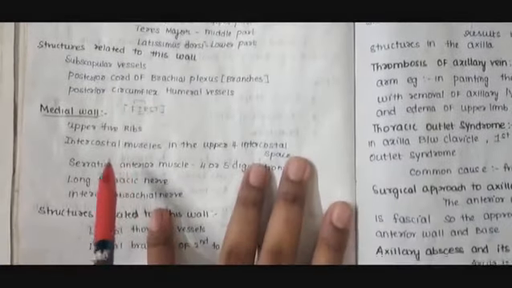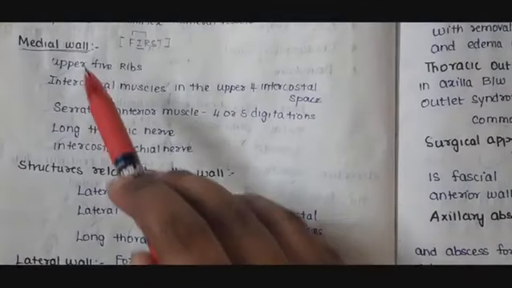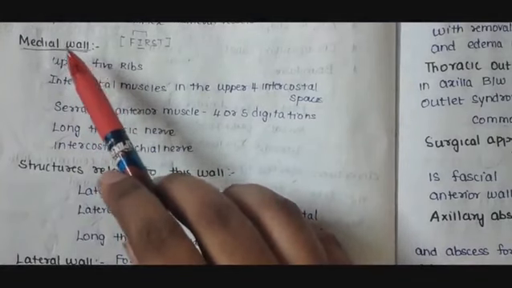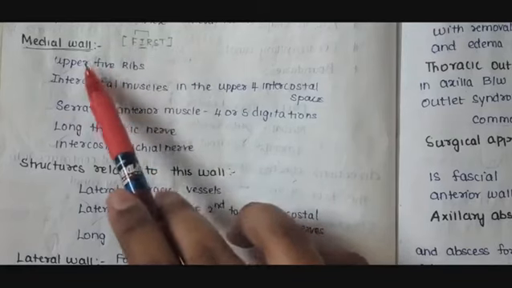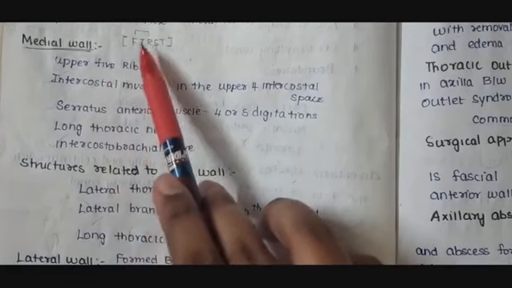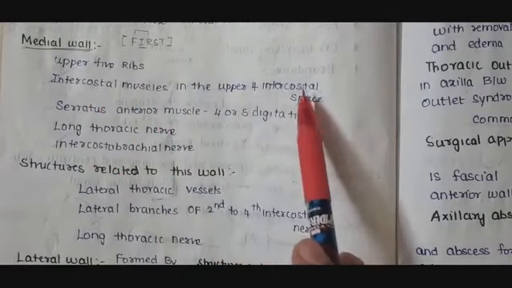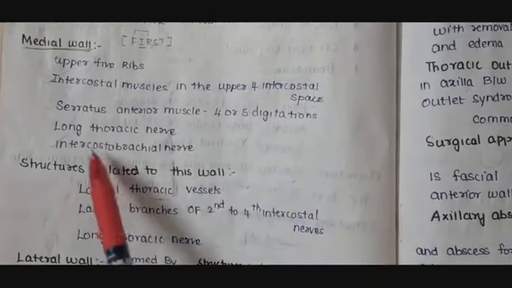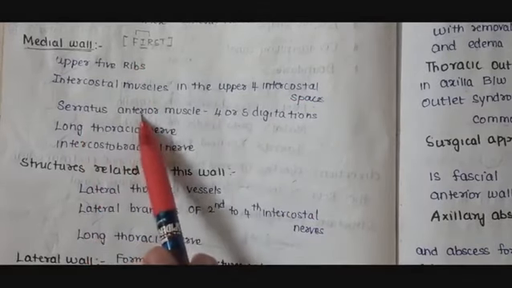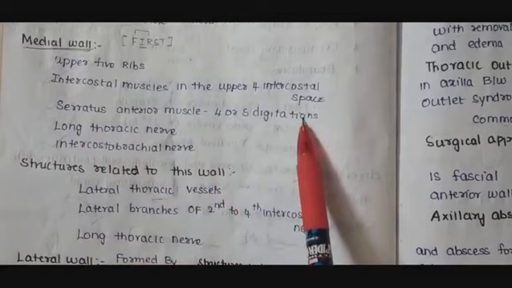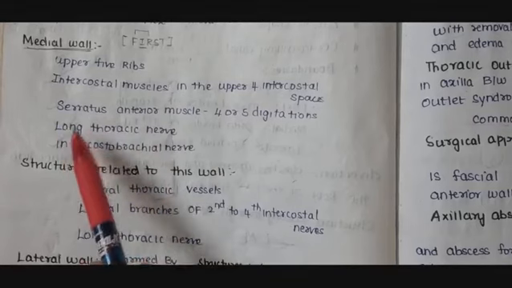Now let us discuss the medial wall of the axilla with the help of a mnemonic. In order to remember the structures forming the medial wall of the axilla, we have to remember the mnemonic FIRST. In that, FR stands for upper 5 ribs, I stands for intercostal muscles in the upper 4 intercostal spaces, as well as intercostobrachial nerve. S stands for serratus anterior muscle, 4 or 5 digitations, as well as the nerve which is supplying this serratus anterior muscle, which is nothing but long thoracic nerve.